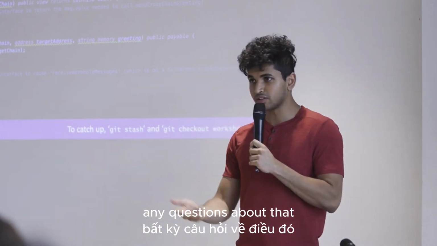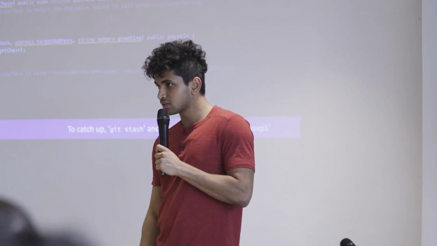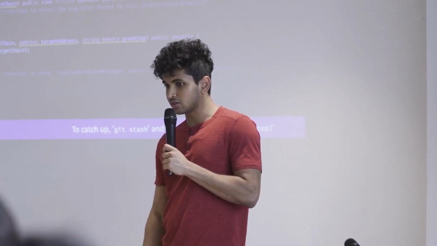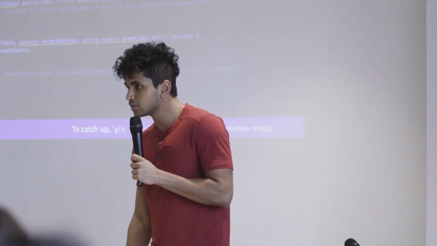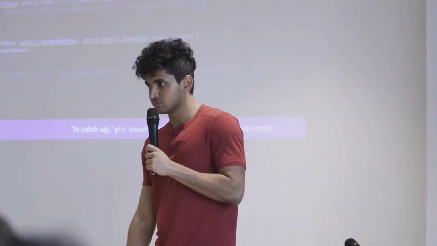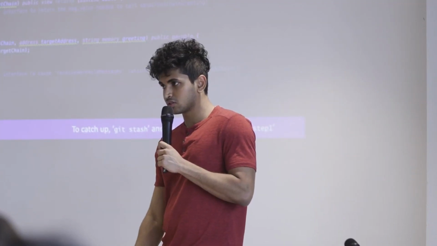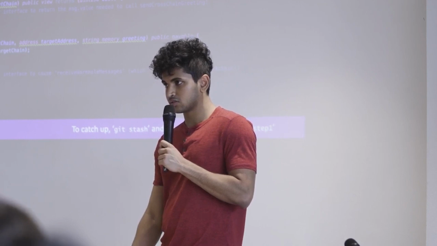Any questions about that? Can you abstract the gas payment to another smart contract? Gas payment to another smart contract? Can you? Yes. Take for example, the relayer is making the final gas payment. Is that correct? Yes. So if I don't want the relayer to make it, can I abstract it to another smart contract to make the gas payment?